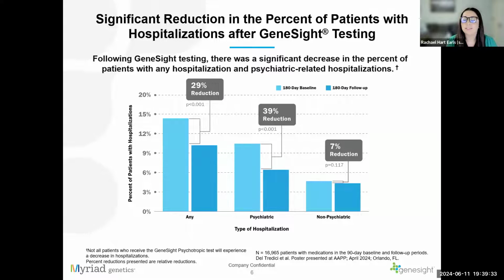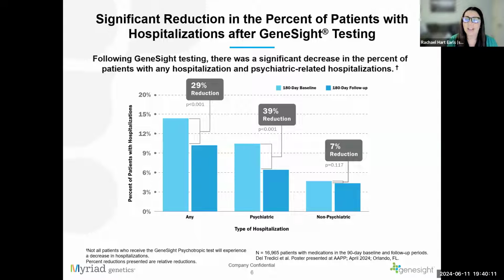We also saw a significant reduction in the percentage of patients with hospitalizations following GeneSight testing. The light blue is a 180-day baseline, and then the 180-day follow-up following the index date, so following GeneSight testing. Think of this as pre-GeneSight in light blue and post-GeneSight in the dark blue. On the x-axis, we have any type of hospitalization, psychiatric hospitalization, and non-psychiatric hospitalizations. And on the y-axis, this is a percentage of patients with hospitalizations in this claims data set.